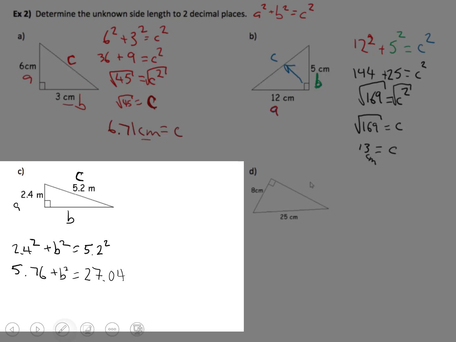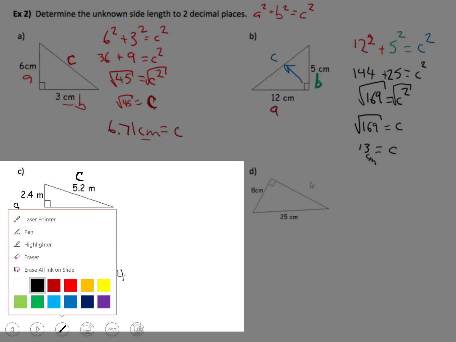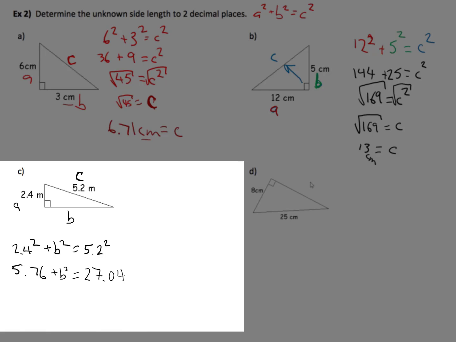The way we do this is we actually have to move over. Let's use blue for this. This over here has to go over here. And remember, when we move something over to the other side of the equal sign, it becomes negative. So we'll have B squared equals 27.04, subtract 5.76, and we're left with B squared equals 21.28. And because I'm running out of room, I'm going to write it back up here.